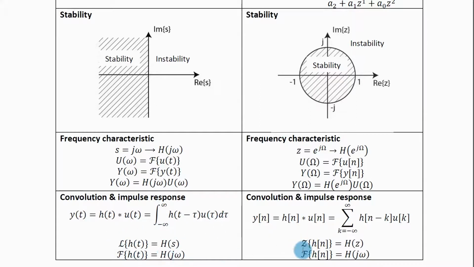And these are the relationships between the impulse response, the transfer function, and the frequency characteristic. In continuous time, the Laplace transform of the impulse response is the transfer function, and the Fourier transform of the impulse response is the frequency characteristic. In discrete time, the Z transform of the impulse response is the transfer function, and the frequency characteristic is still the Fourier transform of the impulse response.